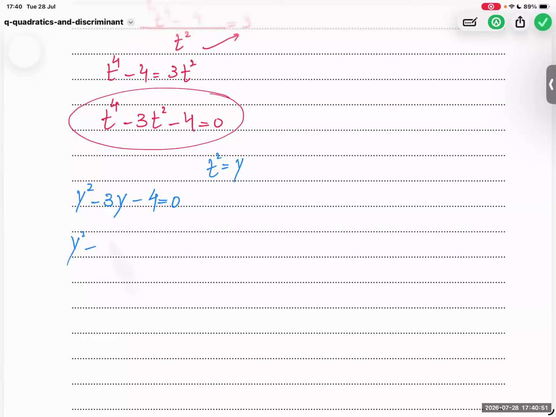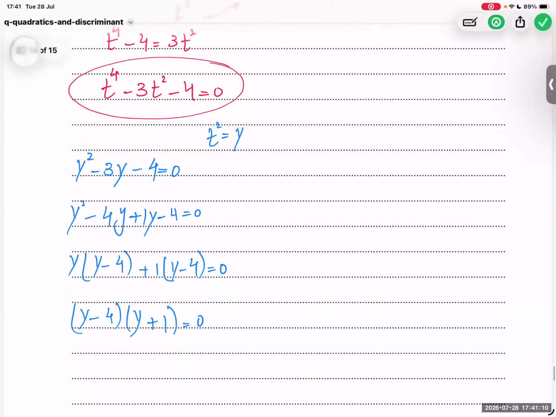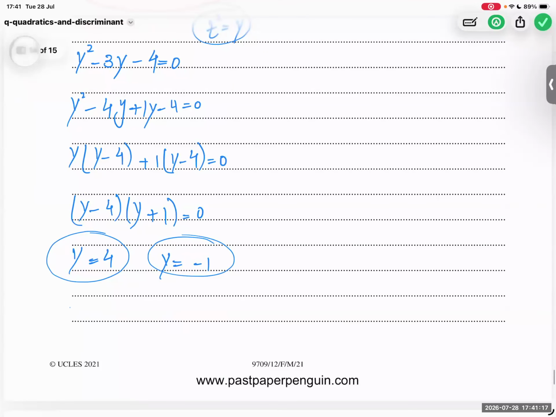So that would be y square minus 4y plus 1y minus 4 is equal to 0. So that would be y into y minus 4 plus 1 into y minus 4 equals to 0. So y minus 4 and y plus 1 equals to 0. That gives us y equals to 4 and y equals to negative 1. But y was t square, so you go back and that is t square is equal to 4 and t square is equal to negative 1.